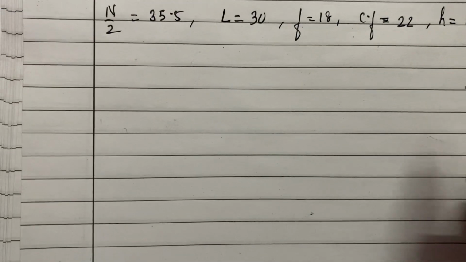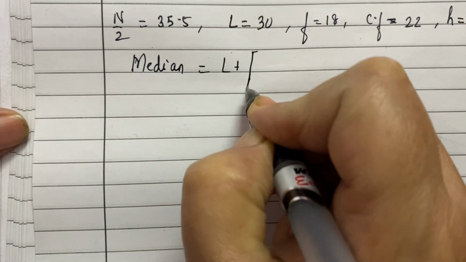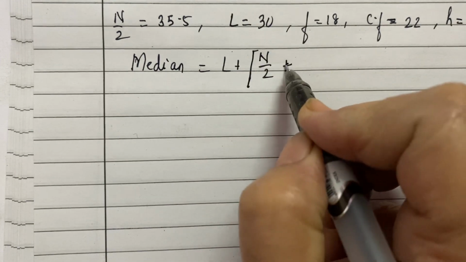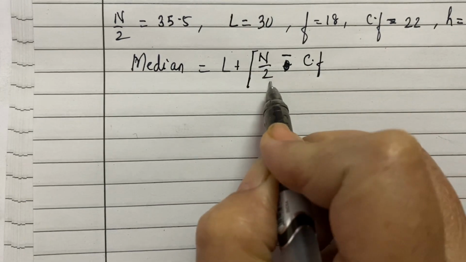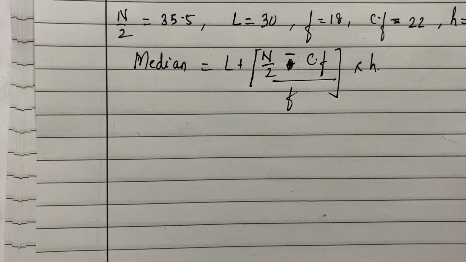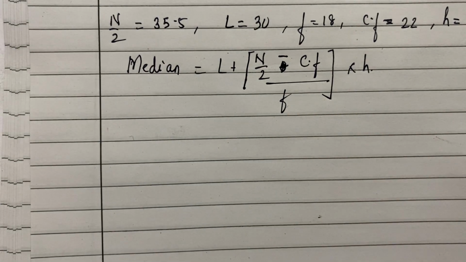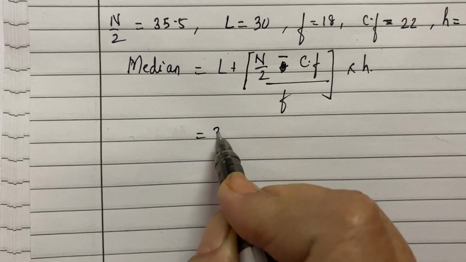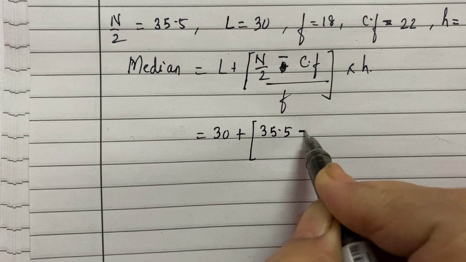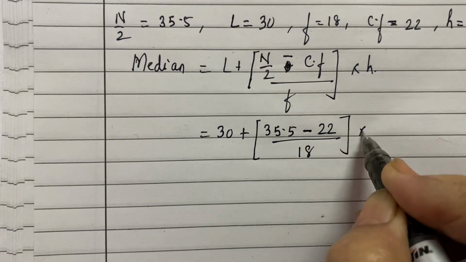So now we use the formula. Median is equal to L plus, in the bracket, n by 2 minus the cumulative frequency, upon the frequency, multiplied by the width. So the formula is L plus n by 2 minus the cumulative frequency upon f, into h. Let us substitute the values now. This is 30 plus n by 2, which is 35.5, minus cumulative frequency 22, upon frequency 18, into width 10.